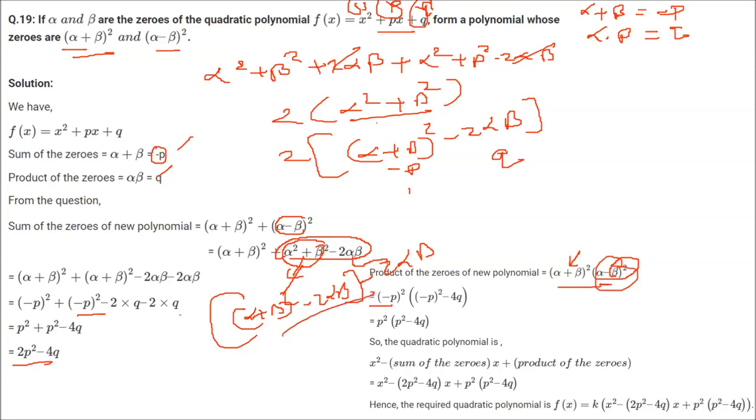So we have already actually done this, so we are directly using this value. So minus p square minus 4q. Multiply inside, you get p square into p square minus 4q. This is the multiplication and this is the addition. So the quadratic polynomial will be x square minus sum of zeros plus product of zeros. Sum of zeros is this one and product of zeros is this one. Put it here, put it here. This is your required equation.